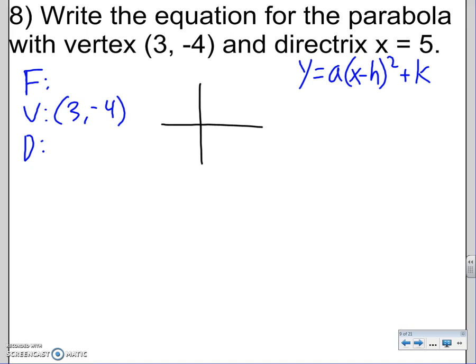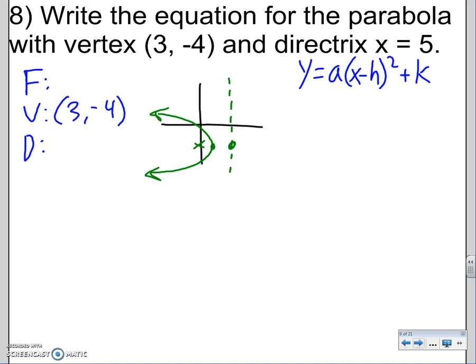So 3, negative 4. Right 3, down 4. That's my vertex. My directrix is the line x equals 5. So 5 is this line right here. We can't go towards that line. We're going to go away, so we're going to go this way. This is a sideways parabola. Sorry, no, here's the focus, somewhere over here.